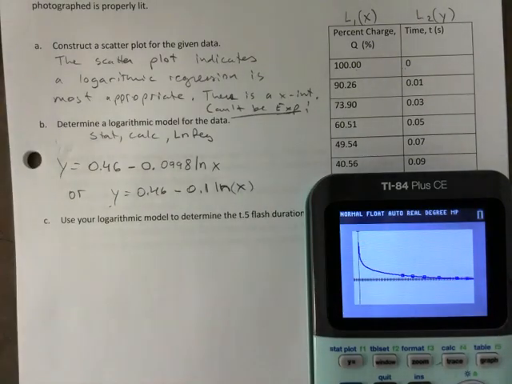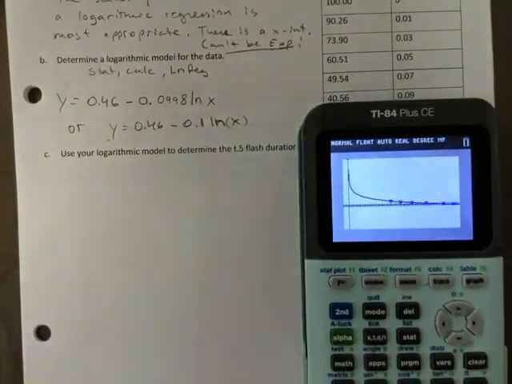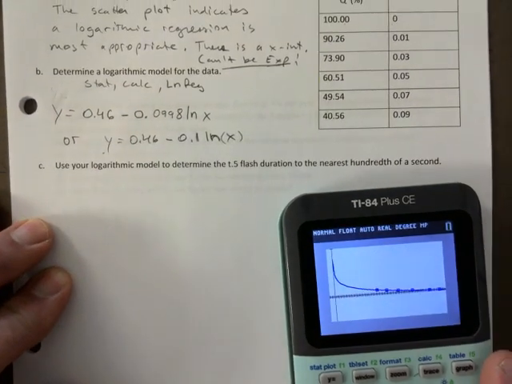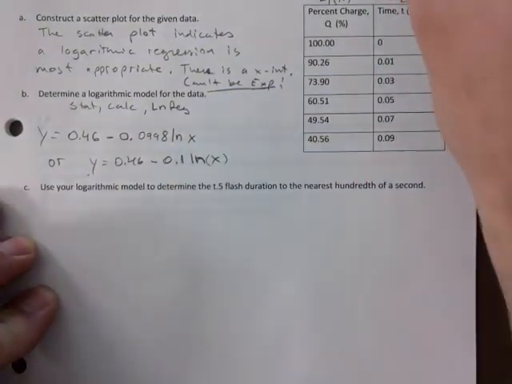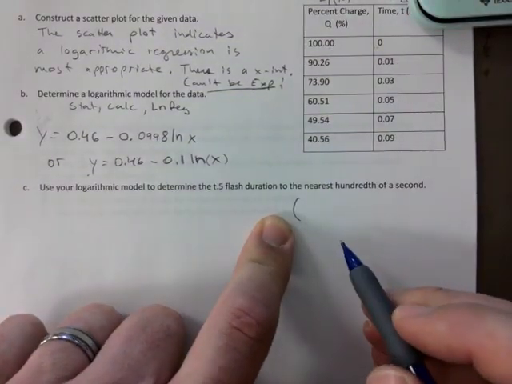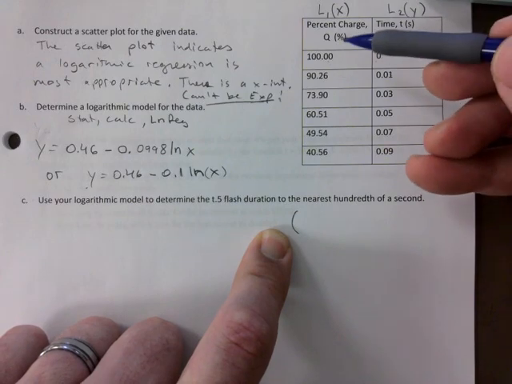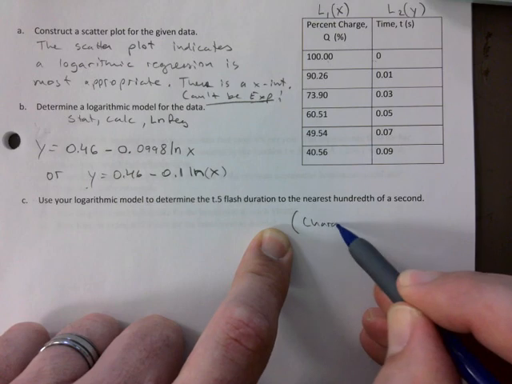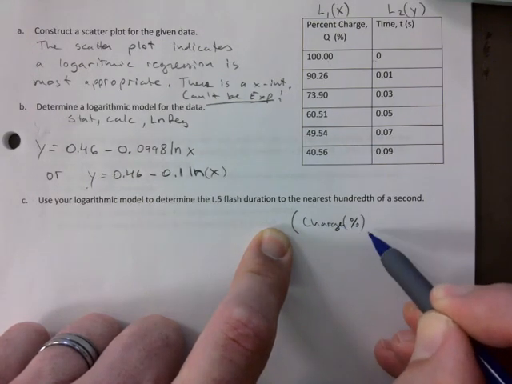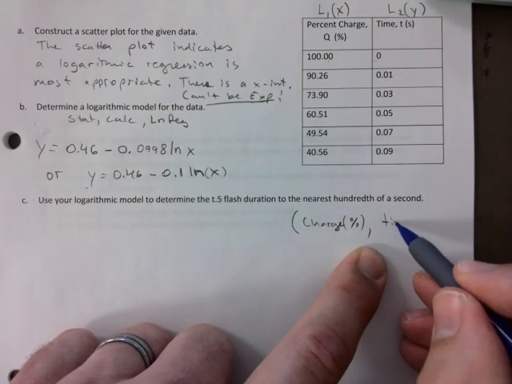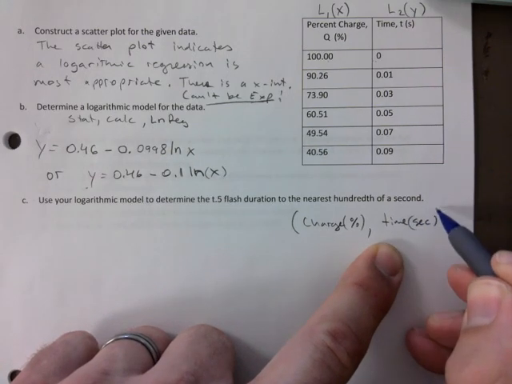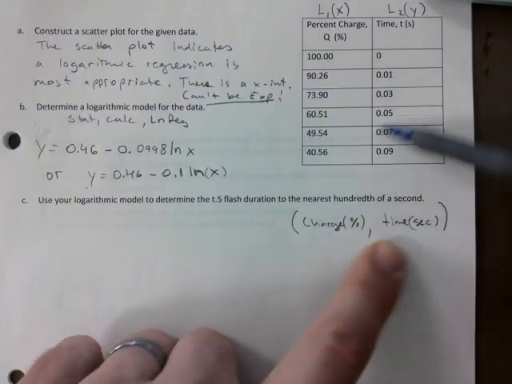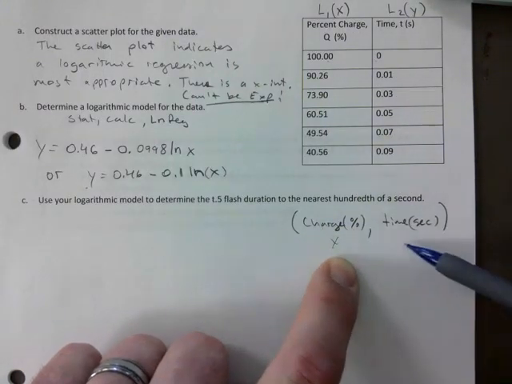Use your logarithmic model to determine the T5 flash duration to the nearest 100th of a second. Okay, hold on a second. Let's first make sure we understand what's my x variable here. This is my x variable. So this is charge as a percentage followed by time in seconds. And I'm basing it exclusively on this, right? Charge, seconds. So x is this, y is that.